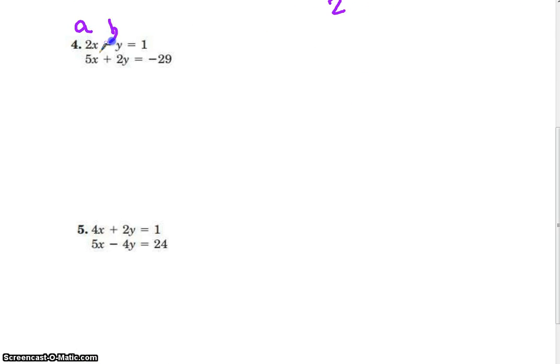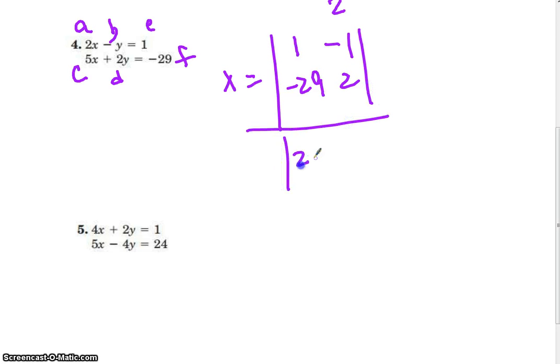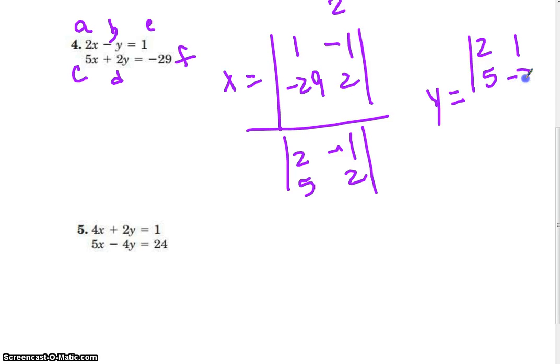You want to label A, B, C, D, E, F. X is going to be 1, -1, -29, 2, over 2, -1, 5, 2. Y is going to be 2, 1, 5, -29, over whatever this is. So we have 2 minus 29, so that's going to be a -27. We have 4 minus -5, so that's going to be a 9. So then -27 divided by 9 is a -3 for x.